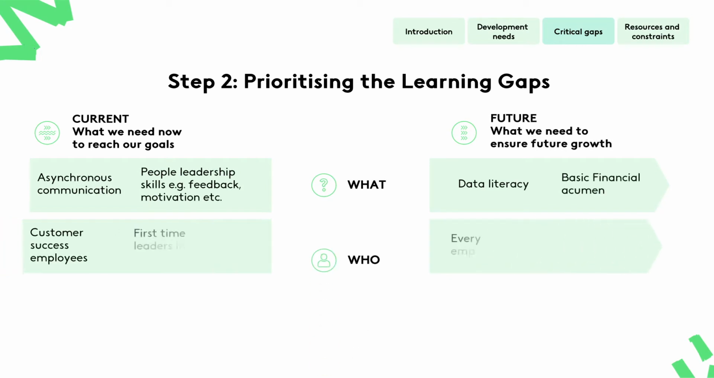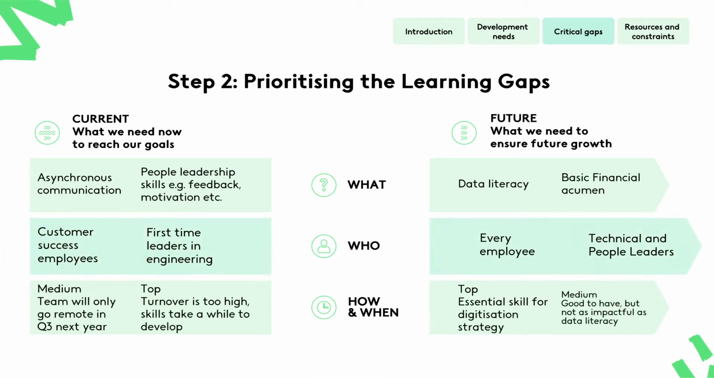Once you've identified and organized your learning gaps, your second step would be to prioritize the most important and impactful ones. You'll have to activate your power team for this one. Let's take the example of current needs from the slide. During prioritization discussions with your power team, you all agreed that upskilling asynchronous communication for customer success employees is of medium priority because the team's only going to go remote in Q3 next year. Whereas you've identified that people leadership skills for first-time leaders in engineering is of top priority because turnover is just too high right now and it's extraordinarily difficult to hire great engineering talent.